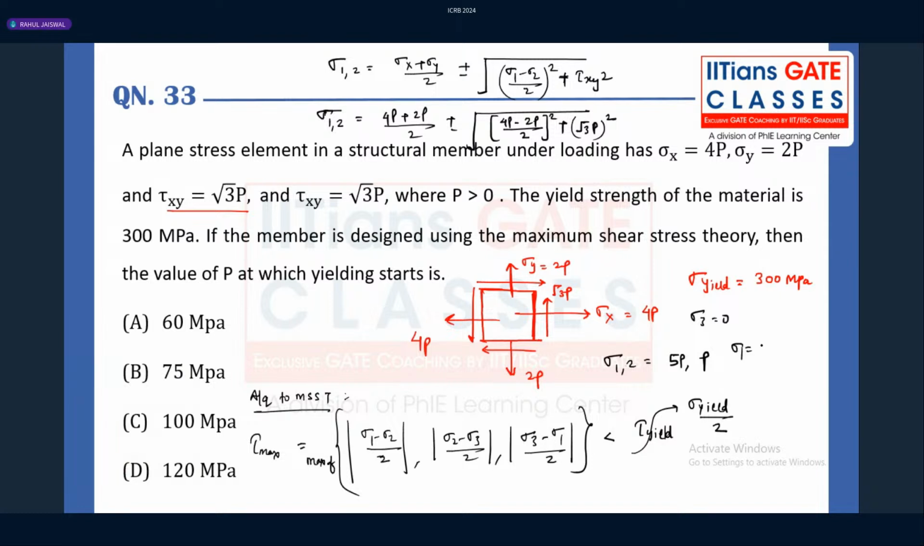Sigma 1 is what? 5p. Sigma 2 is what, guys? p. Sigma 3 is what, guys? 0. So if you put into this formula of tau max, what are you going to get, guys? Sigma 1 minus sigma 2 by 2, sigma 2 minus sigma 3 by 2, sigma 3 minus sigma 1 by 2. If you try to see what is the maximum value, sigma 3 and sigma 1. So what should be the criteria that will decide the failure?